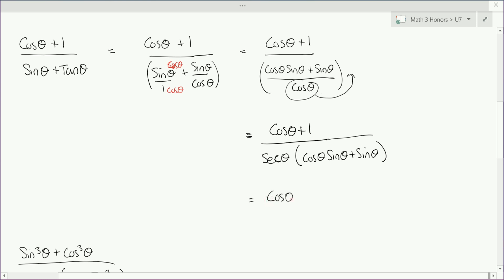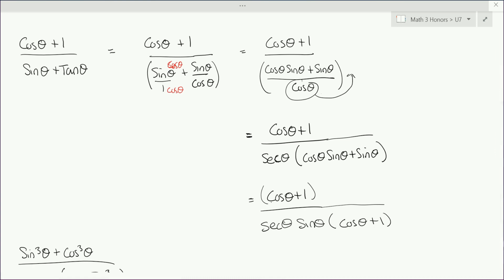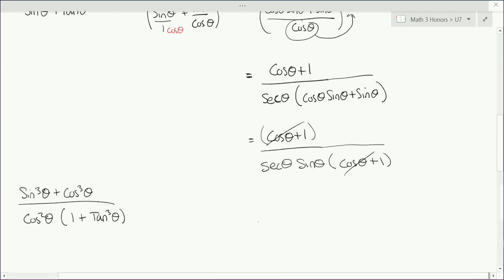So I got cosine theta plus 1 in the numerator. I have a secant, and I'm going to factor out a sine. So there's a multiplication sign in between those. And then what's left is a cosine theta plus 1. In order to get rid of the cosine theta plus 1 up here, it can be reduced together with the other cosine plus 1. So we are now at 1 over secant theta sine theta.